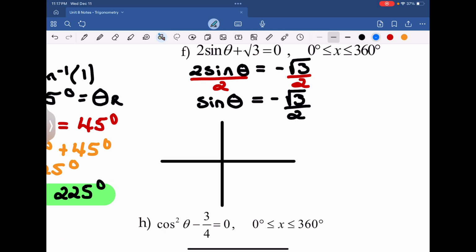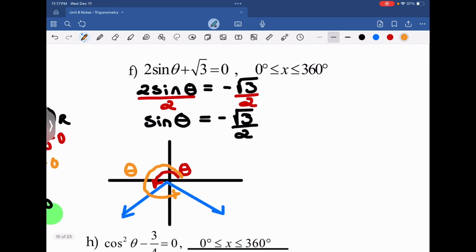If we drew out our Cartesian plane here, sine is negative in the tan quadrant and the cos quadrant. I'm just going to sketch that out a little bit better. There we go. Now, there are 2 possible angles here. The first angle is our red theta, and then our orange one is where we rotate all the way around and get this value here.